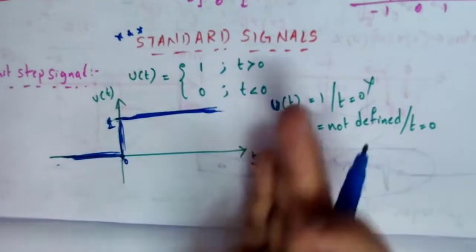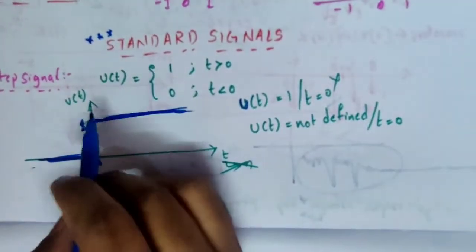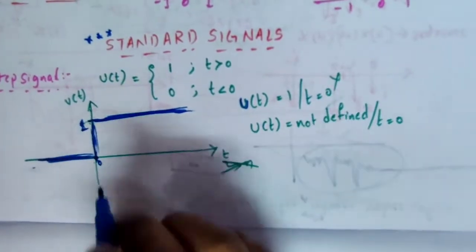But when it comes to practical things, like when you have to solve questions, there must be some value at t equal to 0.